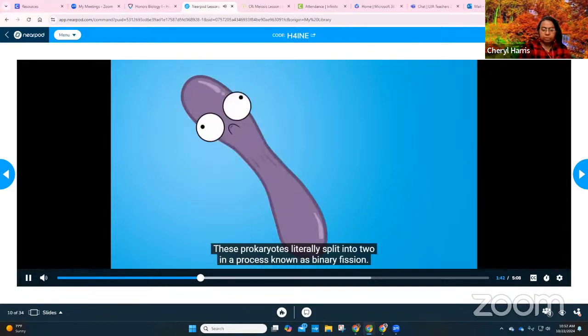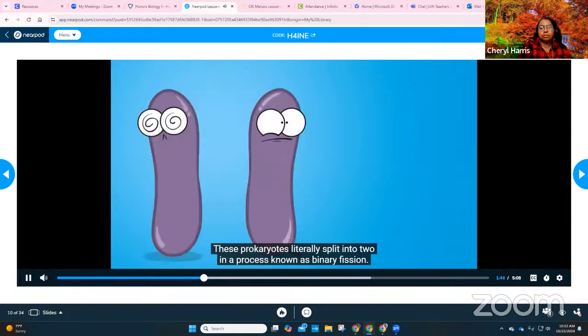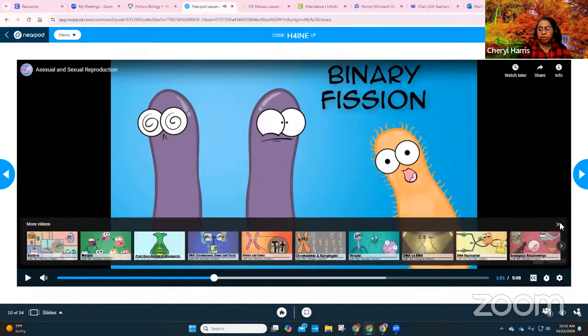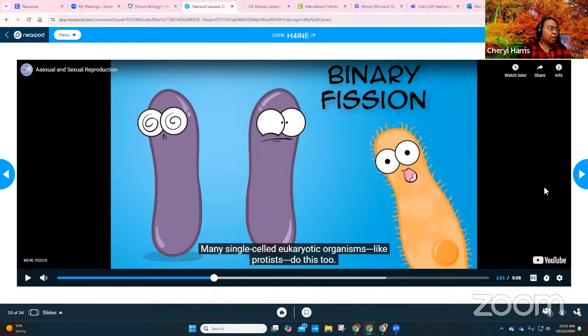These prokaryotes literally split into two in a process known as binary fission. Many single-celled eukaryotic organisms, like many protists, can do this too. All right, so that's a vocabulary word that you need to be aware of. Binary fission, and fission means divide. Binary is two, so one cell divides and forms two cells, but they're identical.